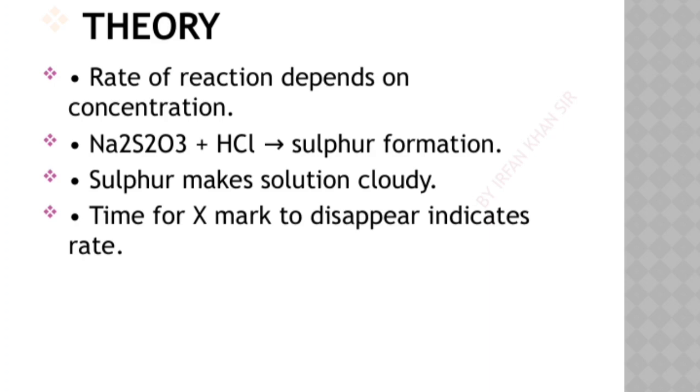We mark a specific point, an X on the solution, and as the reaction proceeds, the sulfur forms and the cloud spreads. The time it takes for the X to disappear, meaning the solution becomes clear again, tells us about the rate of the reaction. So, essentially, by measuring how long it takes for the X to vanish, we can determine how quickly the reaction is happening under different conditions. This ties back to our overall theme of understanding how factors like concentration influence reaction rates.